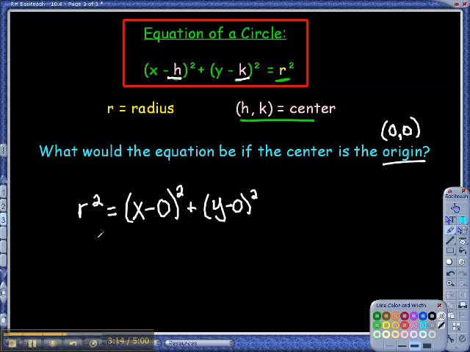Now this one I can actually simplify a little bit. R squared is just r squared, but x minus 0 is just x squared, plus y squared. This would only be the equation of our circle if the center point was the origin. We're going to take a look at some examples, and you're going to try them on your own first: given different center points, fill those in, and also, given a radius, make sure we can put that into our equation as well.